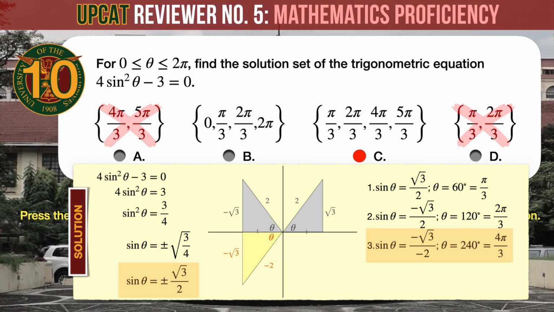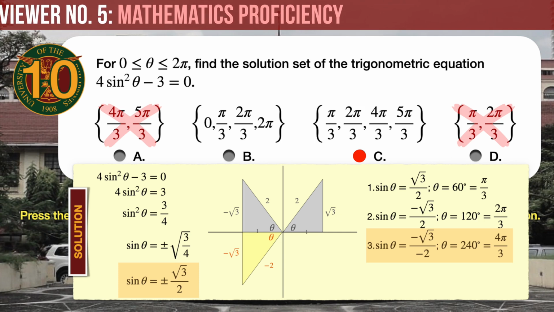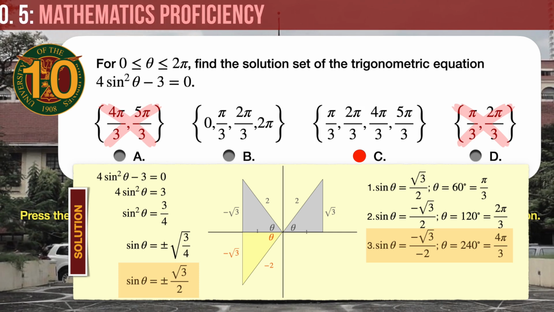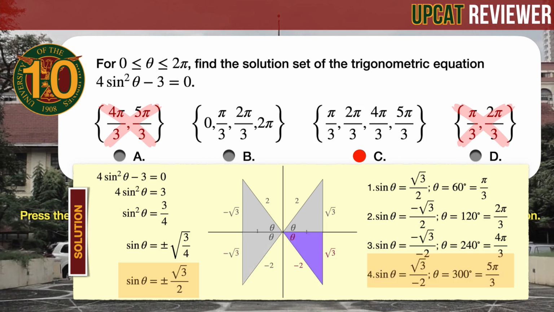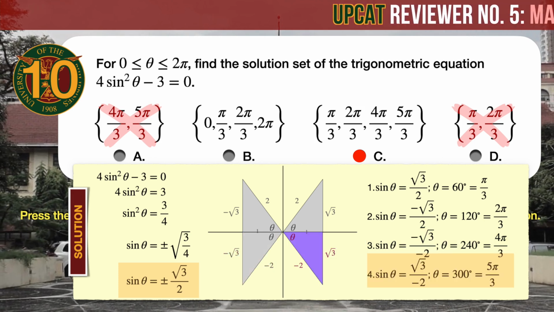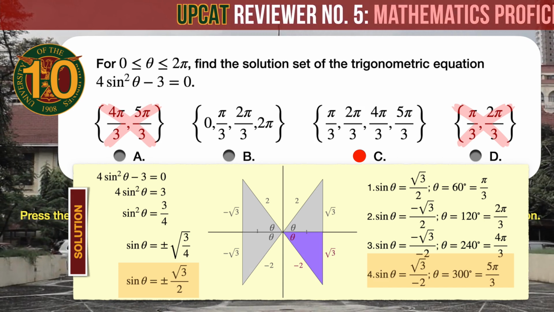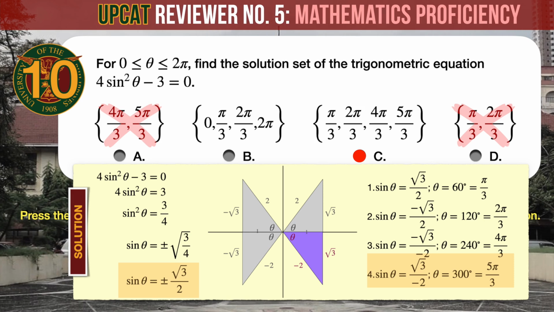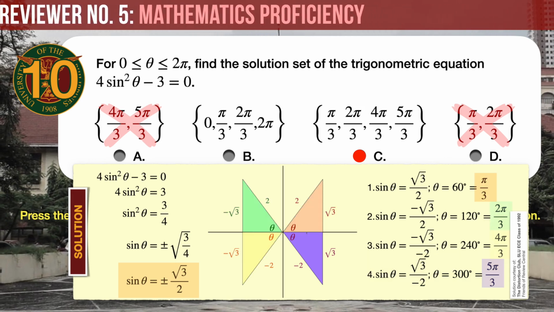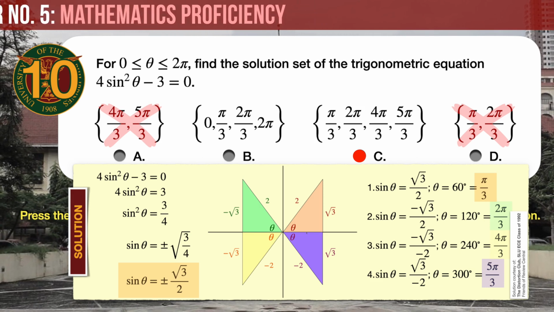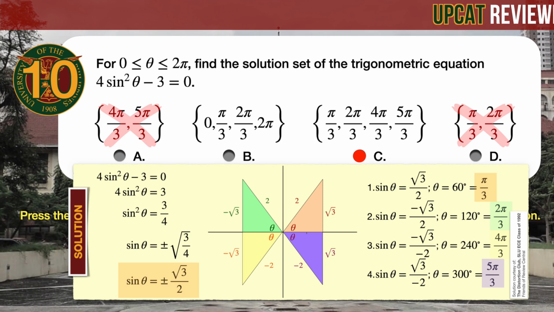For the third solution, sine theta is equal to negative square root of 3 over negative 2. We should arrive at a theta of 240 degrees, or 4 pi over 3 radians. Lastly, for the fourth solution, sine theta is equal to positive square root of 3 over negative 2. The resulting theta for this should be 300 degrees, or 5 pi over 3 radians. Therefore, our solution set consists of pi over 3, 2 pi over 3, 4 pi over 3, and 5 pi over 3.